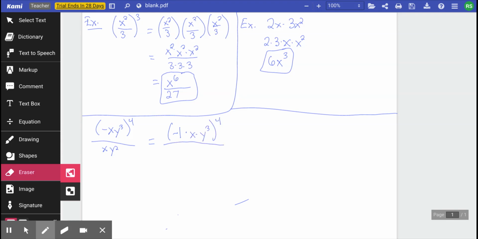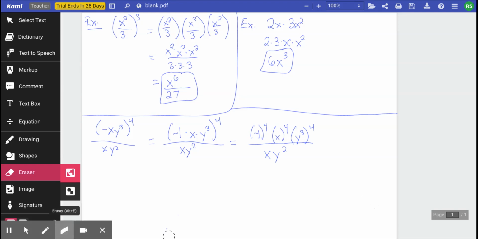So there are 3 values being multiplied together in that first set of parentheses, all of which need to have this exponent of 4 applied to them. So we're going to raise negative 1 to the 4th power. We're going to raise x to the 4th power, and we're going to raise y cubed to the 4th power. Don't need to do anything in the denominator for the time being.